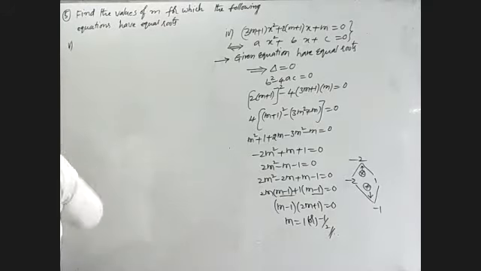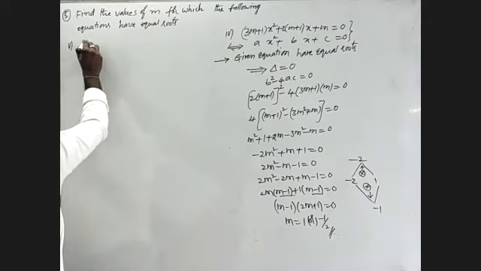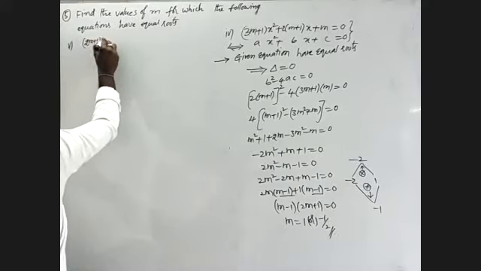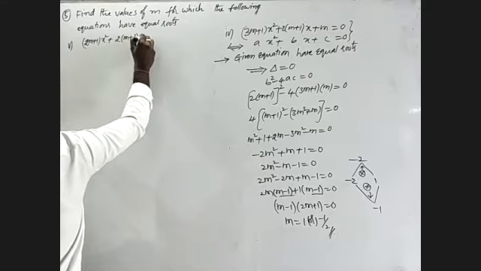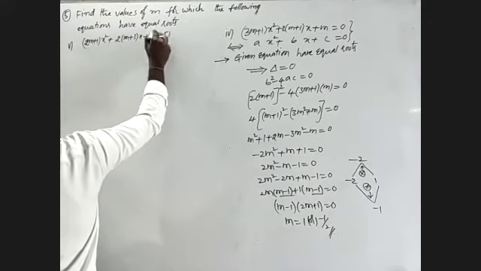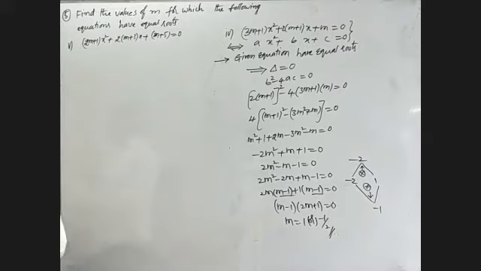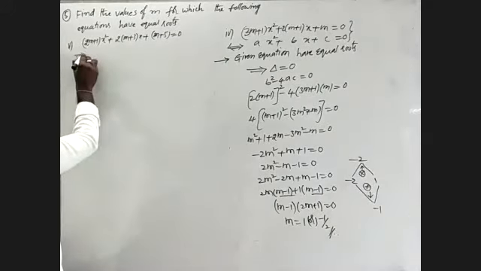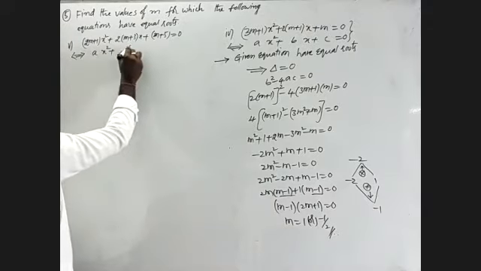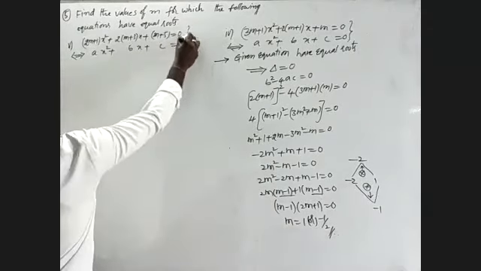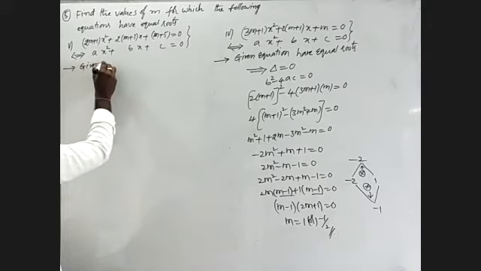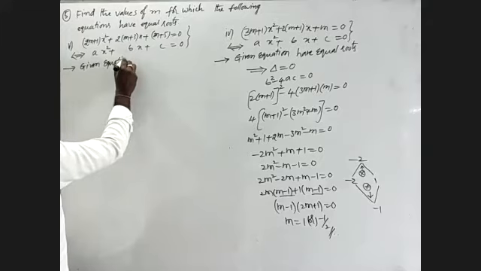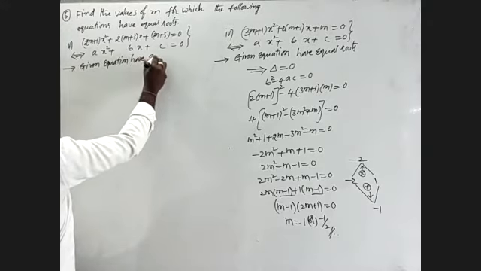Now I am going to the fifth one, that is (2m plus 1) into x square plus 2 into (m plus 3) into x plus (m plus 5) will become 0. What do we have to write in this one? The given equation can be compared with ax square plus bx plus c is equal to 0. We know the values of a, b and c. First we write that the given equation has equal roots.